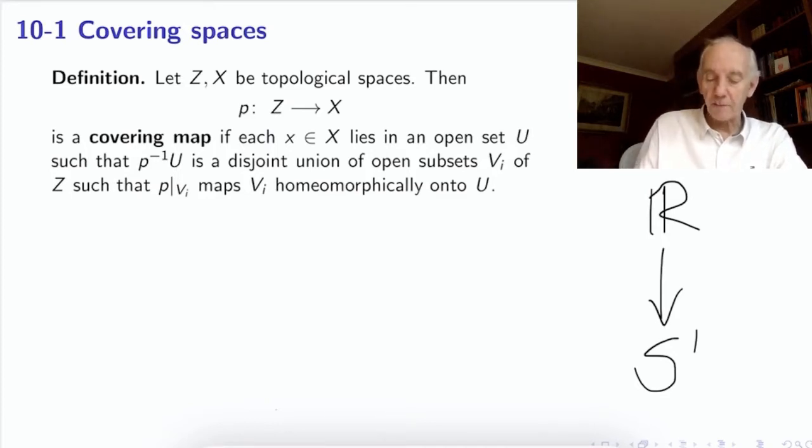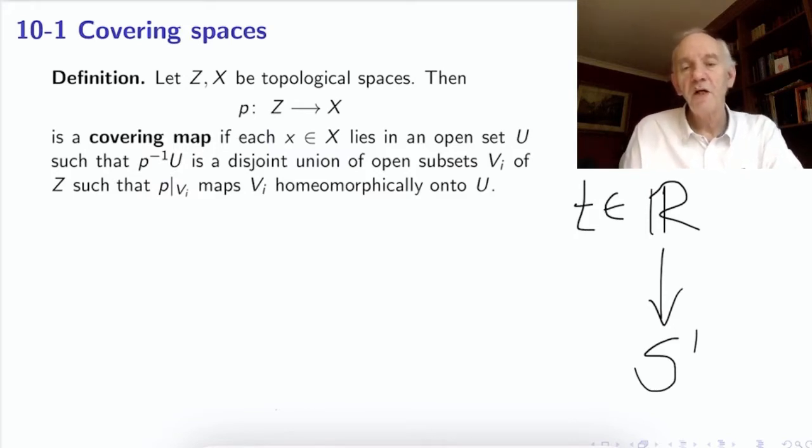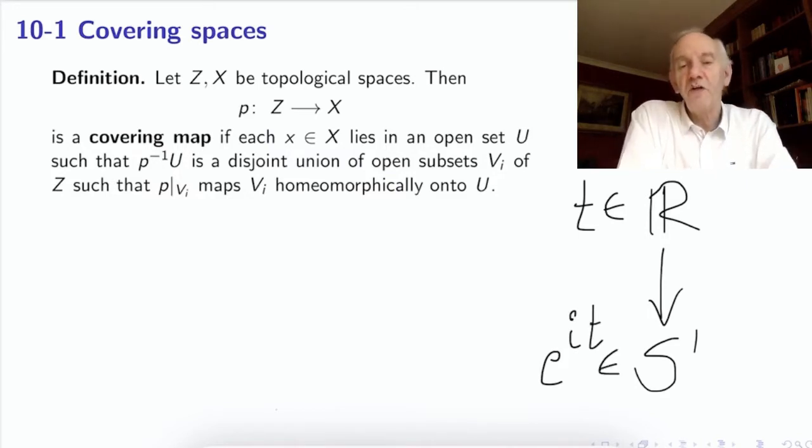That is the map which sends the real number t to the circle. I think of the unit circle in the plane, like (cos t, sin t), but it's a bit more convenient to think of it as the set of complex numbers of modulus 1. It's the same thing. So that map would, in that case, take t to e to the it. That map is an example of a covering map which satisfies the definition that's written out here.